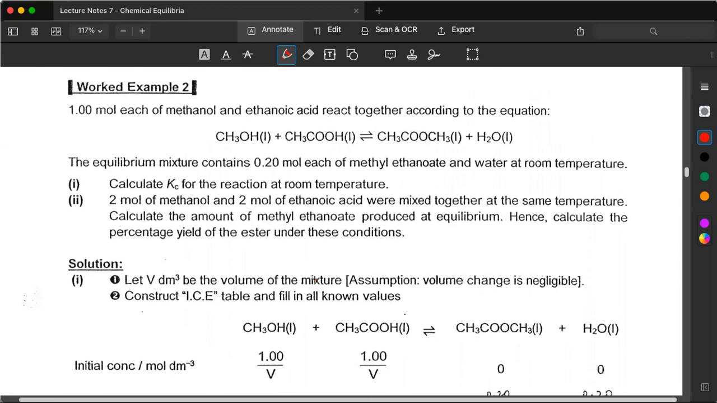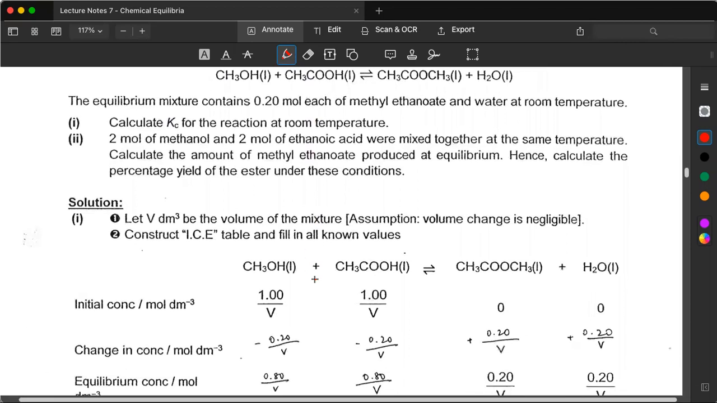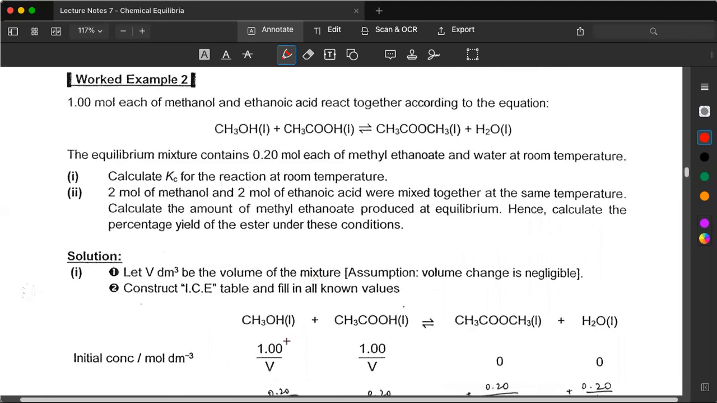So how to do this? Again, ICE, please, always ICE. ICE method. Okay, so because they give you moles, you need to divide by V. But I don't know what V is, but you know that it is the same volume because these share the same volume. So divide by V, divide by V. So these two are 0.